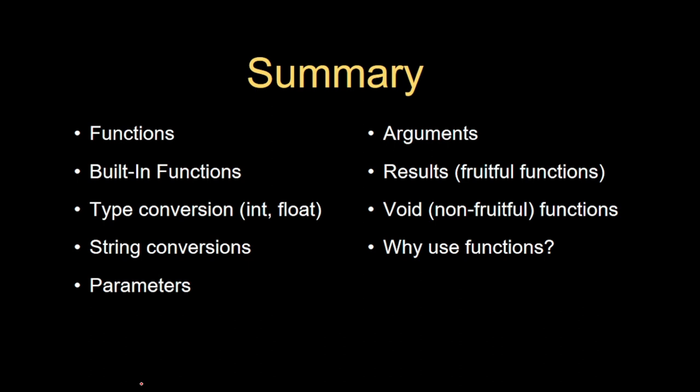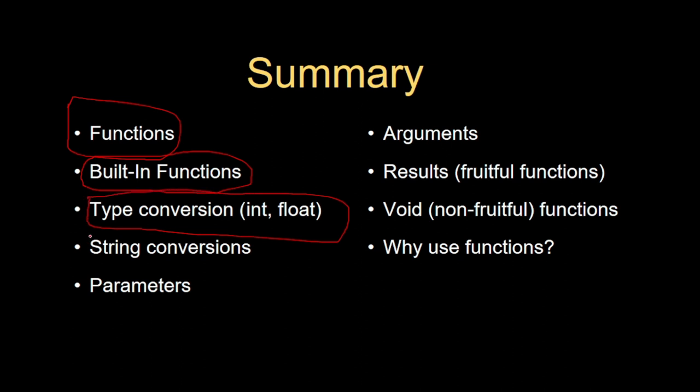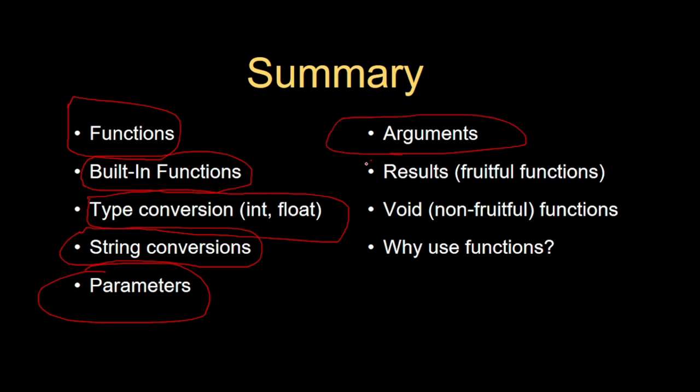Good. As a summary, we covered how functions are declared and executed or called. Built-in functions are functions included in your Python library. Type conversion, such as floating point and strings, we also covered in this video. Parameters: functions with and without parameters, single and multiple parameters, with different data types. We already discussed arguments, values, results, fruitful functions and non-fruitful functions. With a void return type it is non-fruitful, but if you have a return type, it is a fruitful function.